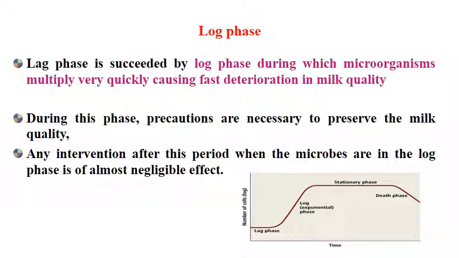During this phase, precautions are necessary to preserve the milk quality. Any intervention after this period, when the microbes are in the log phase, has almost negligible effect. Once the microbes reach the log phase, they will multiply very fast, and at this stage if we try to intervene, it may not be very useful. So this is very important for maintaining the microbial quality of milk.